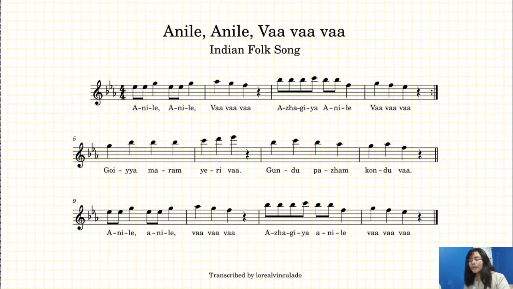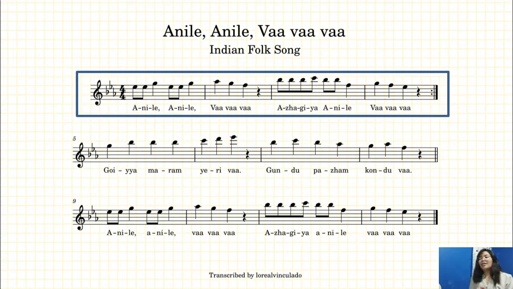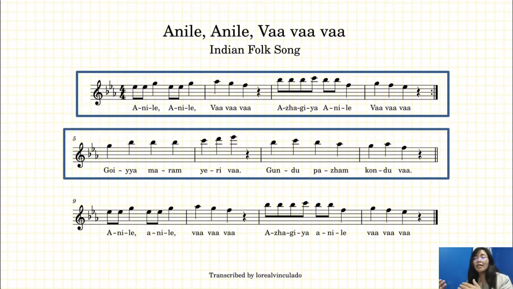Okay, so the first part, the tune of the first part is Anile, Anile, Va, Va, Va, Asagiya, Anile, Va, Va, Va. Okay, so that is our part A. Now, the second part, or the measure number 5, Goya Maramieriva Kontu Paham Kontuva. So that's the second phrase. So I have a question. Is it the same with the first part, or it is different? Okay, very good. It is different.